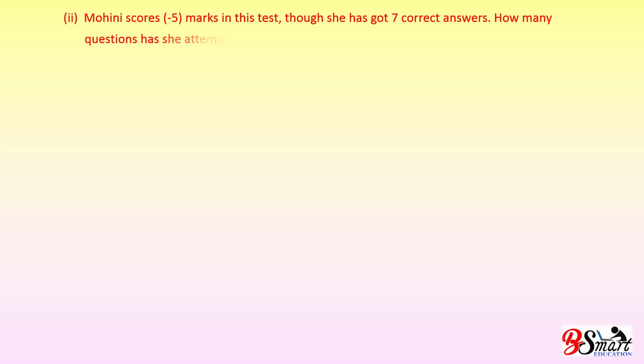Now sub-question 2. Mohini scores minus 5 marks in this test. Though she has got 7 correct answers, how many questions has she attempted incorrectly? This question is the same as the previous question.